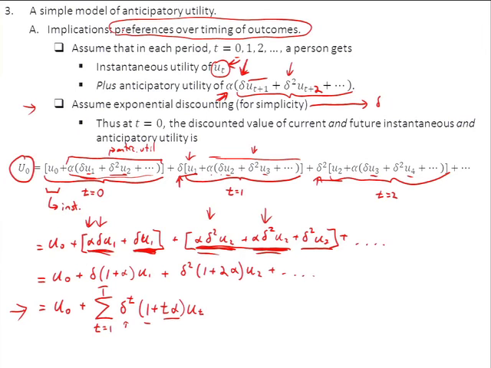And so it captures all these different dimensions, not just the instantaneous utility function, but also this alpha, which is anticipation, and this delta, right? Does that make sense? It's the utility of the whole plan. That's right.